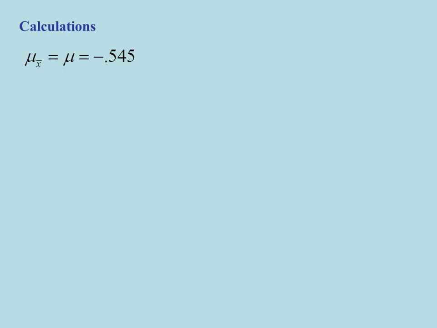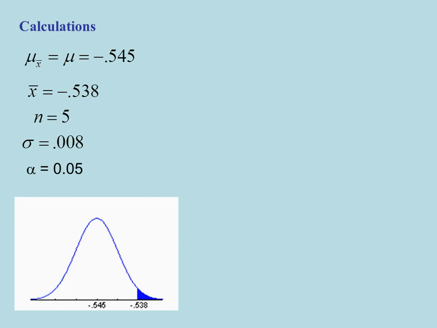So our mean value, we know that our x bar is equal to negative 0.538, n is 5, our standard deviation is 0.008, and alpha, again, we're going to use as 5%. Again, looking at our picture, this is where our shaded region is. It is often helpful to graph or draw a picture.